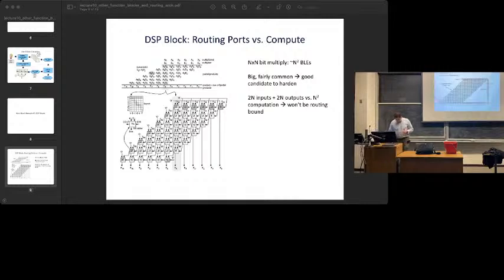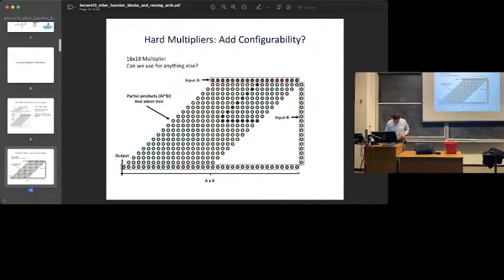So this is an 18 by 18 multiplier, okay? And it's basically showing you all the partial products. I've got input A here, input B here, and I'm showing all the partial products, so AND gates. And then we're going to add all these things up, and we're going to produce an output down here, okay? So I've decided 18 by 18 is the most important multiplication size for our market, so I'm going to harden this.